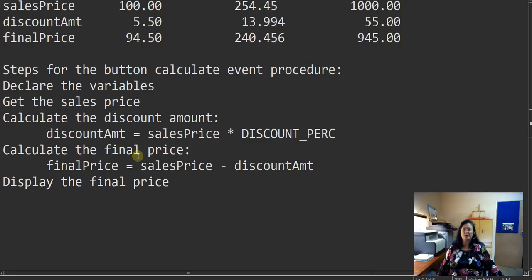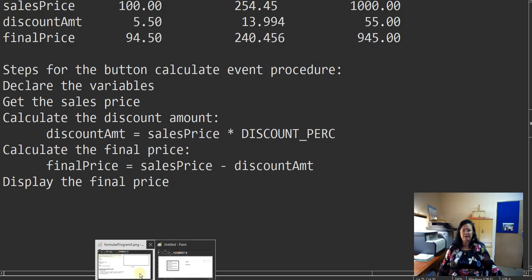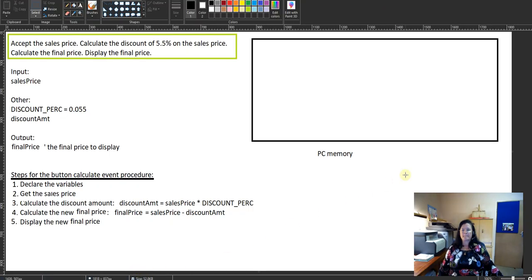And now the crucial important thing. I want to show you how this would be executed in the memory of the PC. Over there at the top we've got the problem description: accept the sales price, calculate the discount of 5.5% on the sales price, calculate and display the final sales price. I've got my input, other and output variables, and I've got the steps, and this time around I've numbered the steps so that I can easily refer to them while we are doing our presentation.